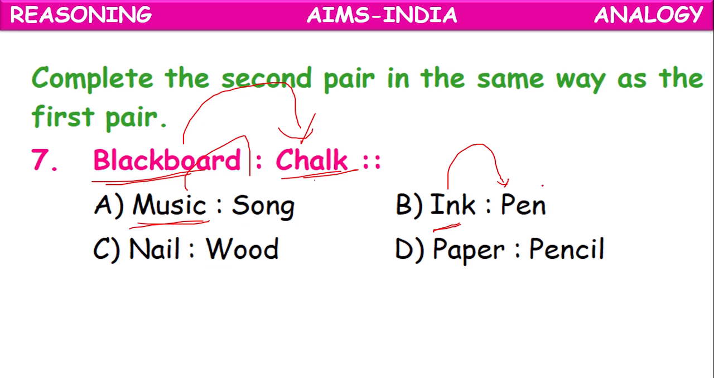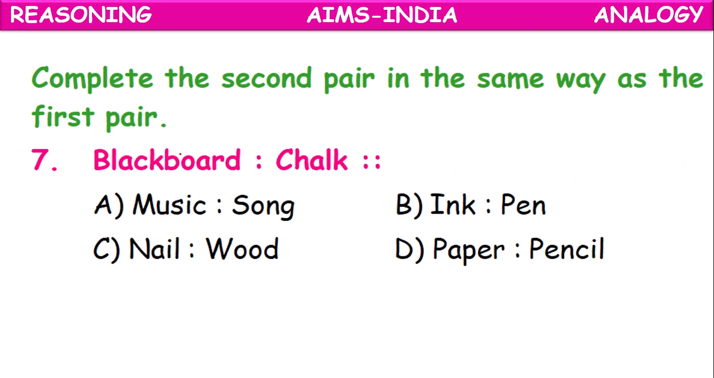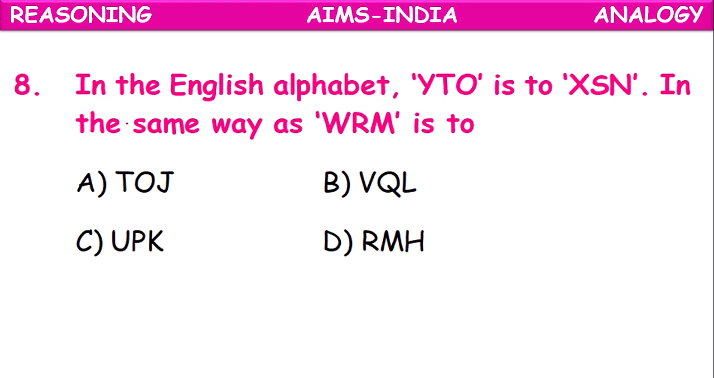Blackboard, chalk. On the blackboard, we will write with the help of chalk. Music, song, ink. On the ink, we cannot write with pen. So, this is wrong. On the nail, we cannot take wood. Wrong. On the paper, we can write with pencil. So, this is the correct option, children. Seventh one, paper and pencil. On the blackboard, we can write with chalk. On the paper, we can write with pencil.